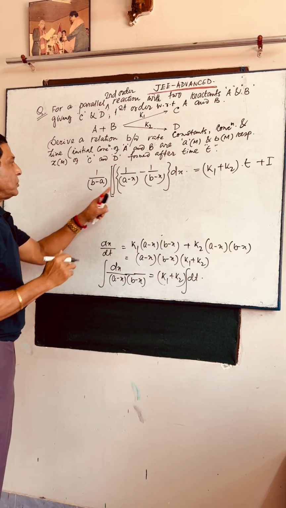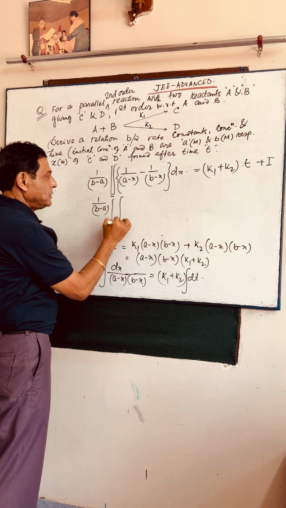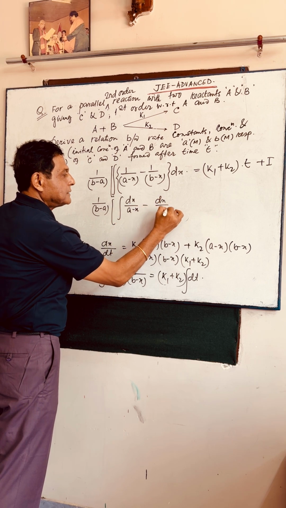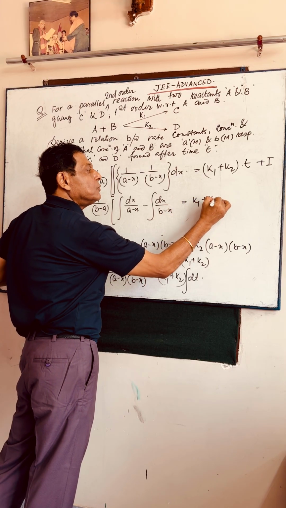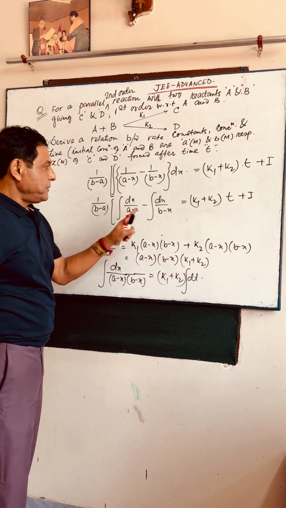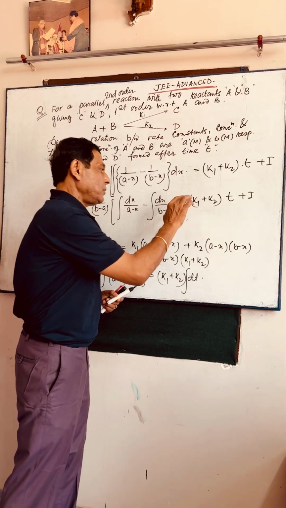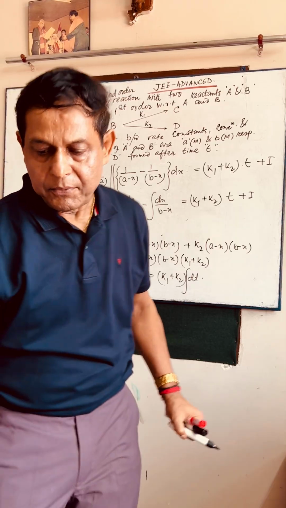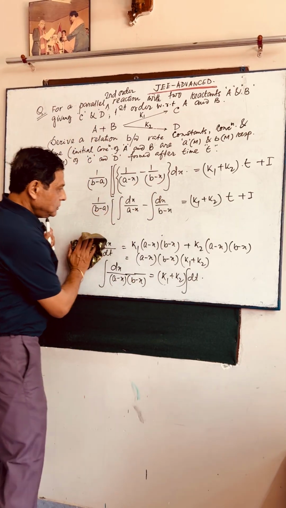Now 1 by (b minus a) integration. Now we can separate it: dx by (a minus X) minus dx by (b minus X) is equal to (K1 plus K2) into t plus I. Remember, we got the same type of equation, but there we got only one rate constant. Here we will get two rate constants, K1 and K2, because two products are formed in parallel with rate constants K1 and K2. Clear?